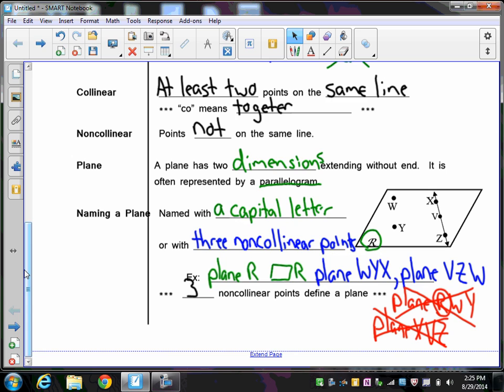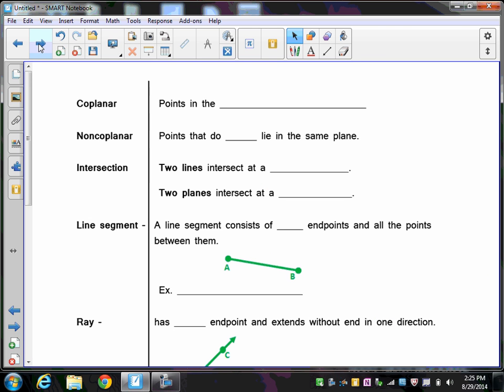Let's go to the back. This should be pretty quick. We talked about collinear. Remember that prefix co means together. So coplanar would be points in the same plane. And non-coplanar are points that do not lie in the same plane.